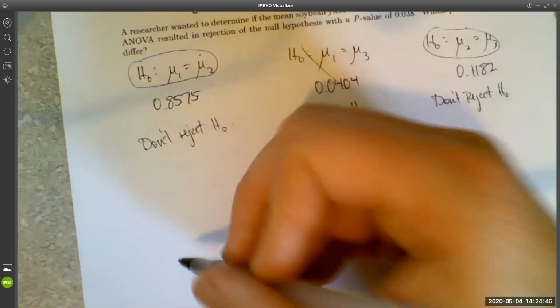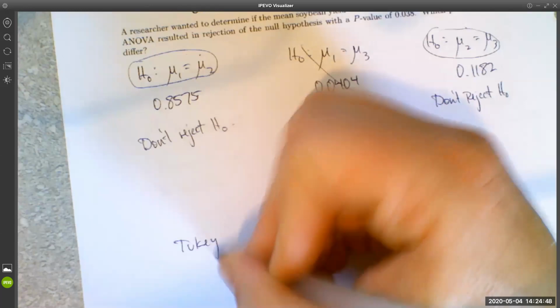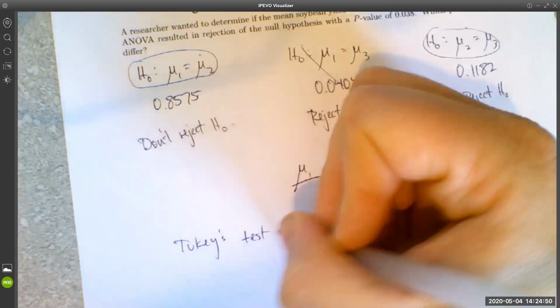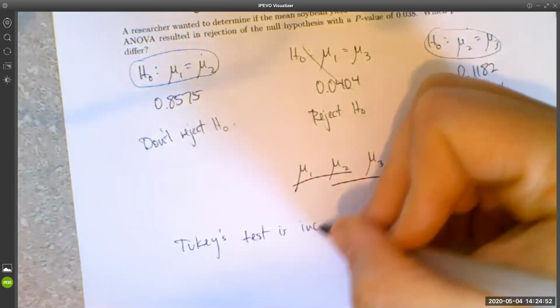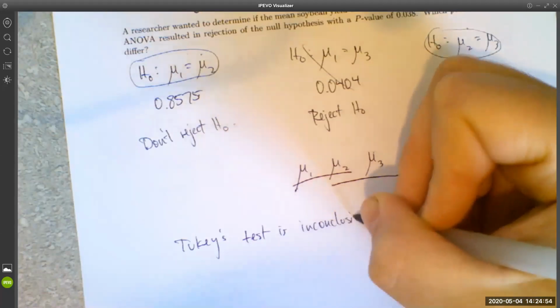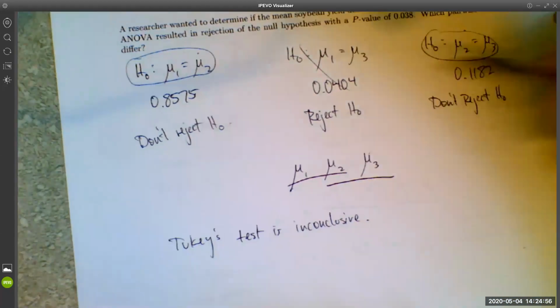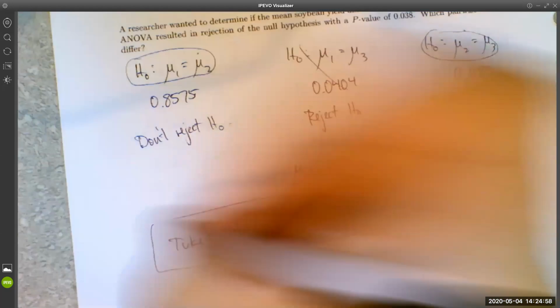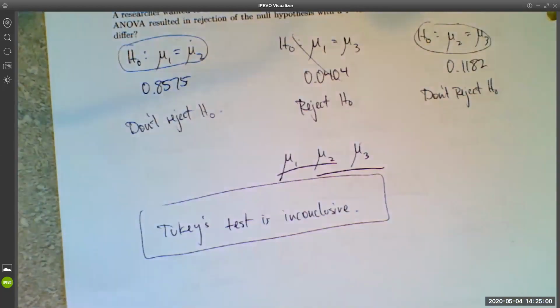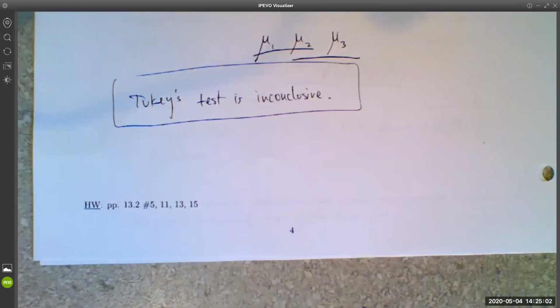We would say something like Tukey's test is inconclusive. Okay, and that's your final answer. And that, my friends, is it. That is it for an introductory statistics course.